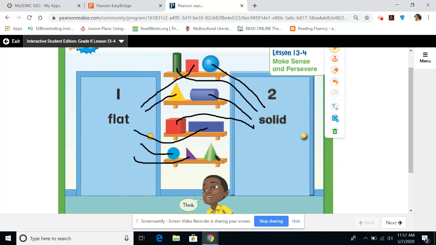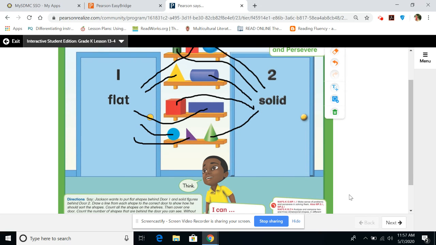Now we have a cone. Do you think my cone is flat like a pancake, or is it solid like a 3D shape? That's right, my cone is solid like a 3D shape. Good job, boys and girls. Now let's go to my next page here.